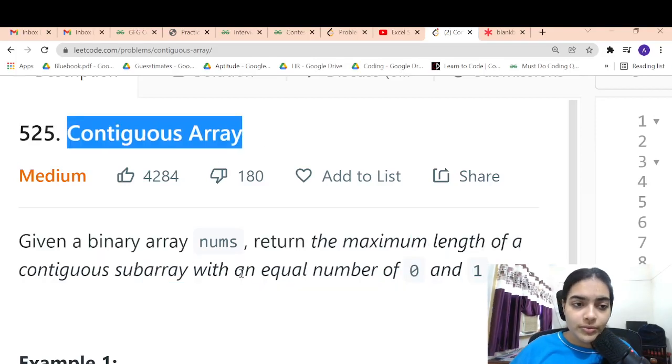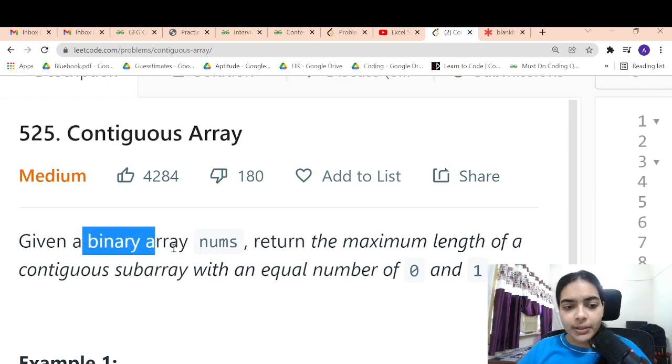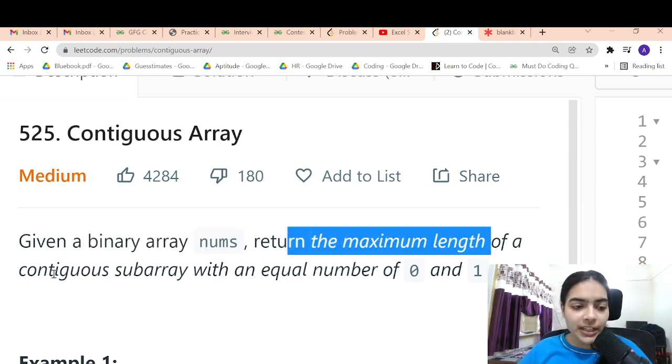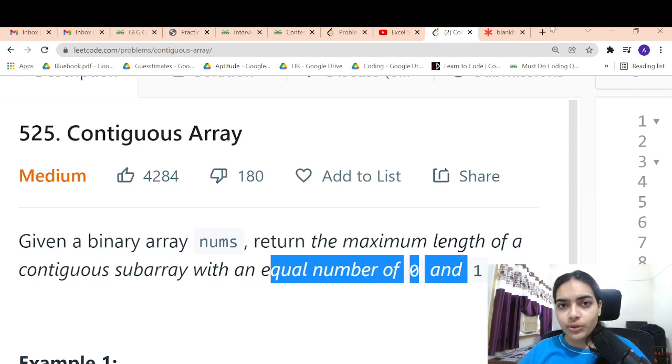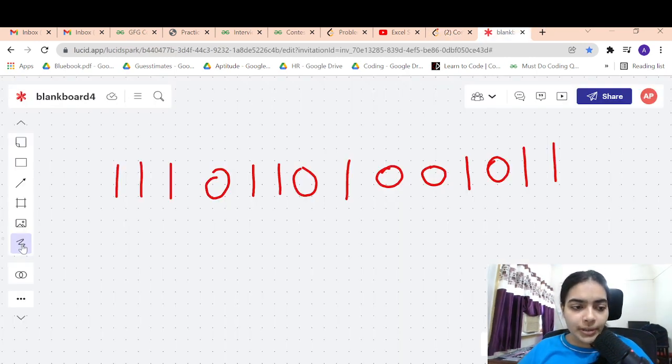We are going to solve the problem. It's called continuous array. You are given a binary array nums. You have to return the maximum length of a continuous subarray with equal number of 0 and 1. Let's try to take an example to understand.